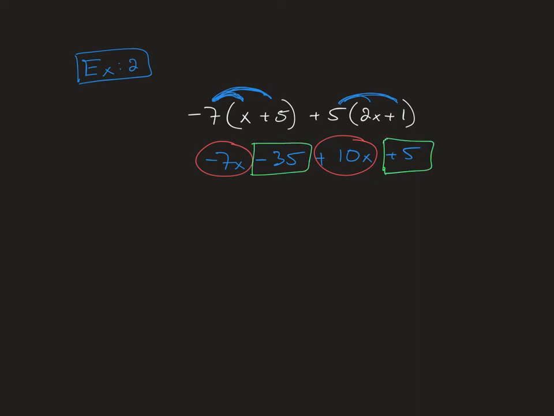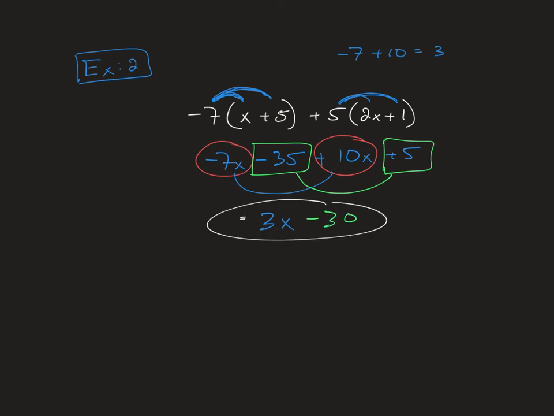So let's do those x's first. So we have negative 7 plus 10. Signs are different. Subtract, we get 3. It's positive, so that becomes 3x. And then I do my other ones. I'll do it in green here. If you have negative 35 plus 5, signs are different. Subtract them, we get 30, and then the negative is bigger, so negative 30. So the answer for that one is 3x minus 30.